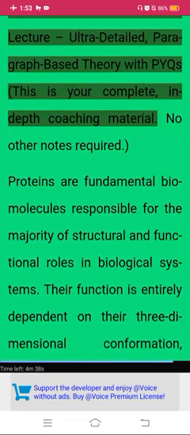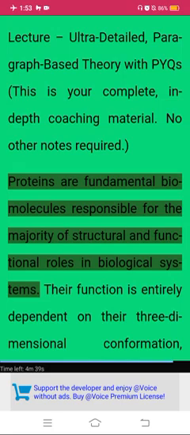CSIR NET JRF Life Sciences lecture. Ultra detailed, paragraph-based theory with PYQs. This is your complete, in-depth coaching material. No other notes required. Proteins are fundamental biomolecules responsible for the majority of structural and functional roles in biological systems.